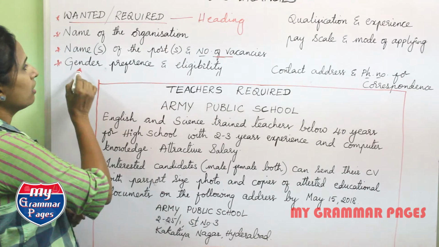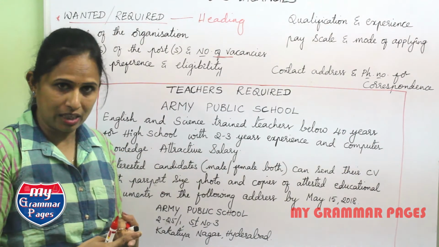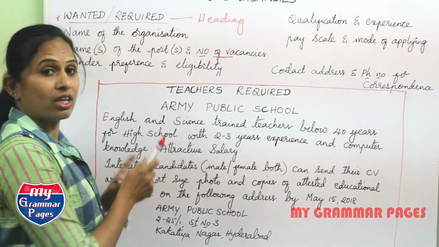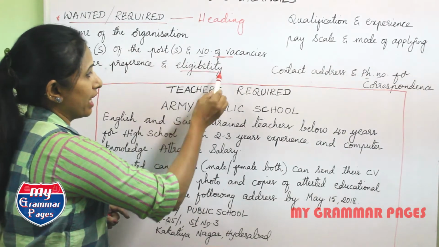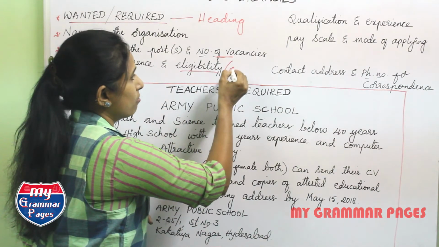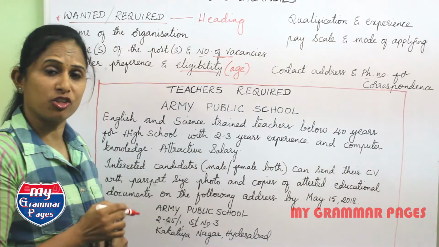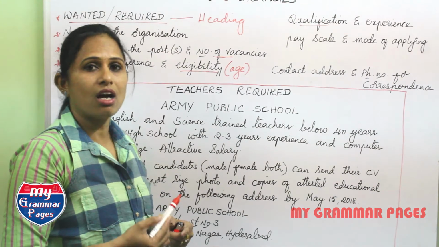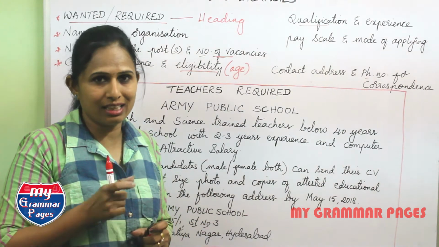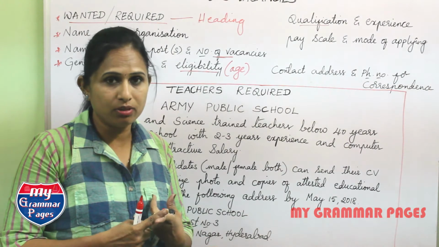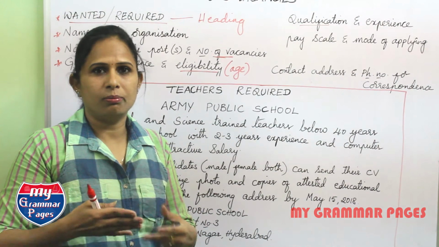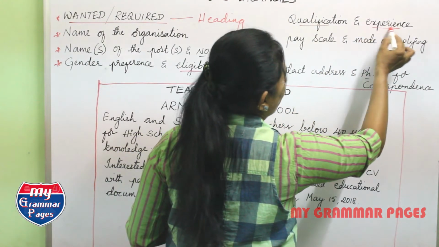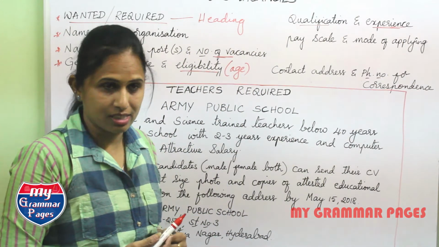And you need to mention the gender preference. Either you want only female faculty or male faculty, or if you don't have any gender preference, you have to mention that too. And then eligibility. Age comes under eligibility, so you have to mention the age. Then comes the qualification. You must give this very clearly in the classified, whether you need trained people or whether you have a facility for taking untrained people too. And you need to mention the experience.